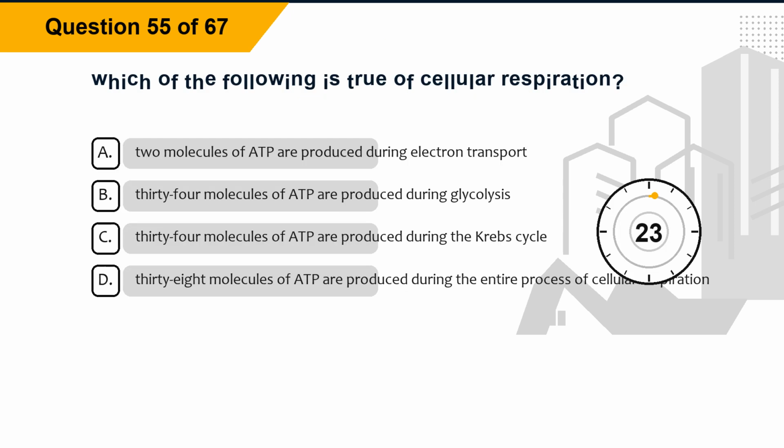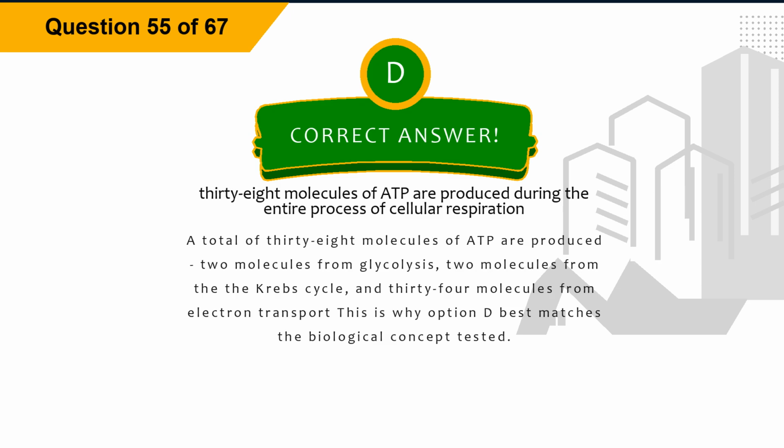Question 55. Which of the following is true of cellular respiration? Option A. 2 molecules of ADP are produced during electron transport. Option B. 34 molecules of ADP are produced during glycolysis. Option C. 34 molecules of ADP are produced during the Krebs cycle. Option D. 38 molecules of ATP are produced during the entire process of cellular respiration. The correct answer is option D. 38 molecules of ATP are produced during the entire process of cellular respiration.